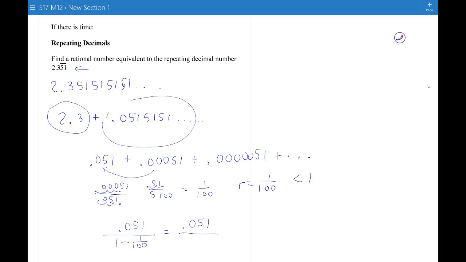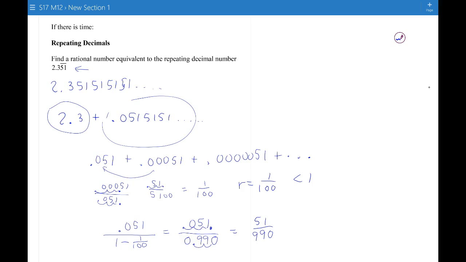So it's 0.051 over 0.99. So we can find that number with our calculator. Let's see, 0.051 divided by 0.99. And indeed, that is the repeating decimal number that we're trying to represent. So we're going to multiply by 10, 100, 1,000 on the top, 10, 100, 1,000 on the bottom, and get 51 over 990 exactly.